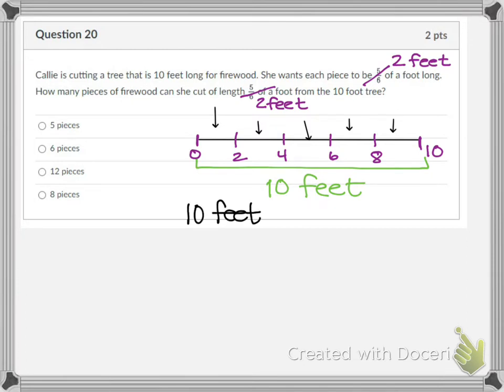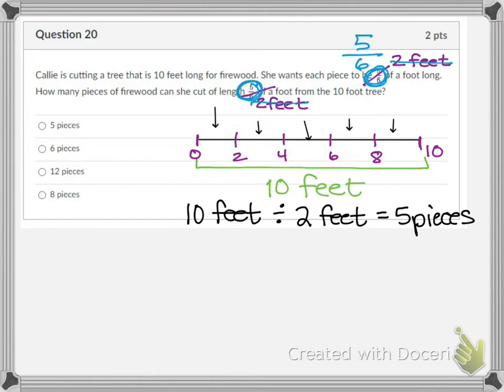So basically all we had to do was take the 10-foot tree and divide it by each piece, which was 2 feet long, and then we would figure out that we could have 5 pieces. So now we can see that this is a division problem. So all we have to do is take the length of the tree, which is 10 feet, and divide it by the length of the pieces that we want. So instead of doing 10 divided by 2, all we have to do now is do 10 divided by 5/6.